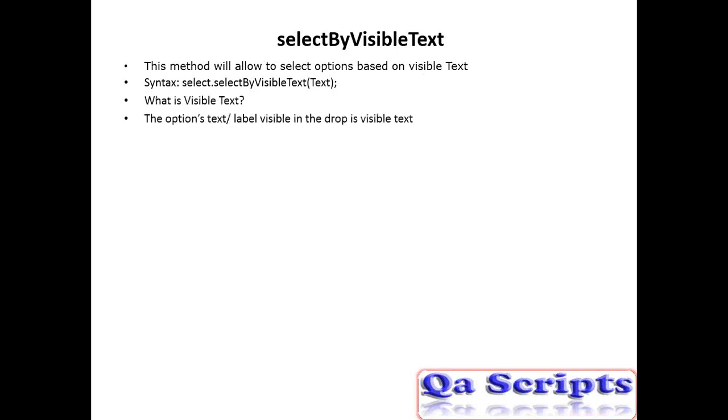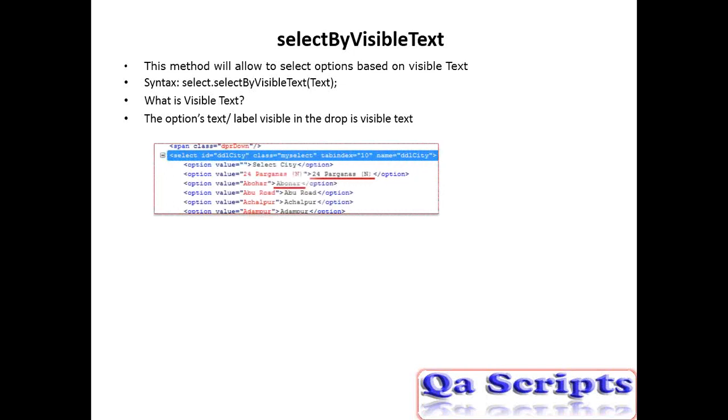What is visible text? The visible text is nothing but the text or label of your option which is displayed in your drop down. Let us look at the snap. Here when you expand or click on the down arrow mark, you will be able to see a lot of options. That text is nothing but visible text.